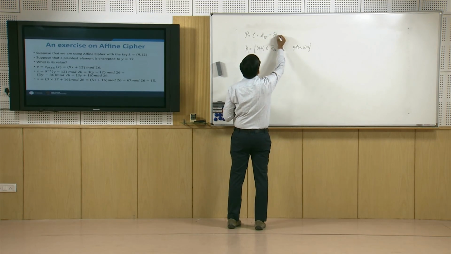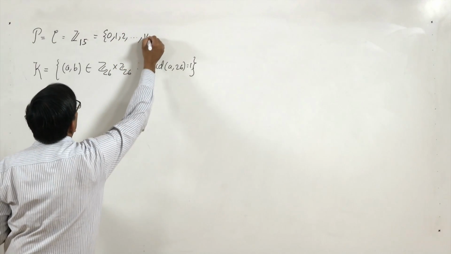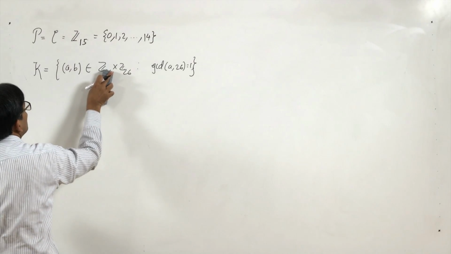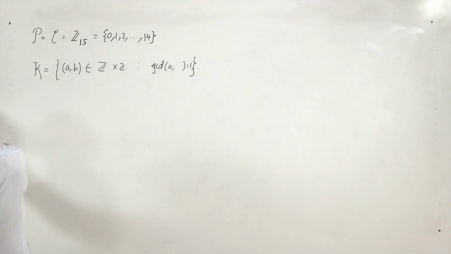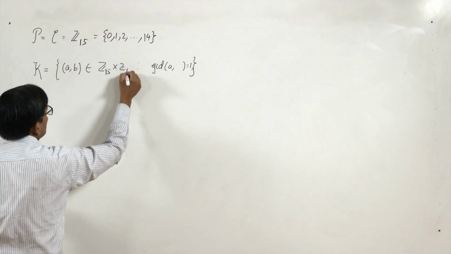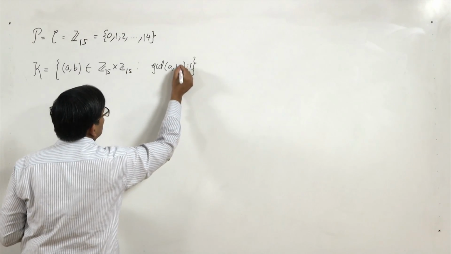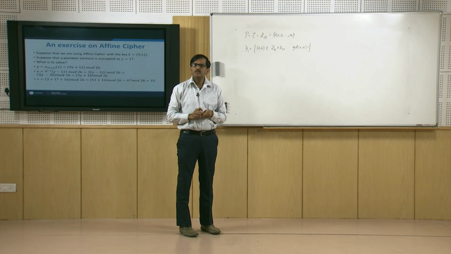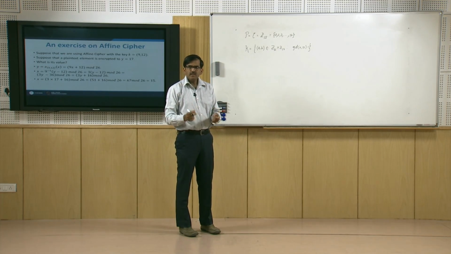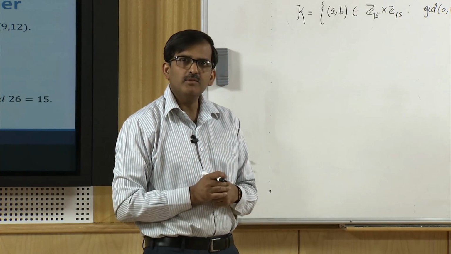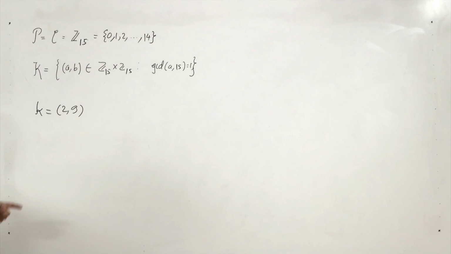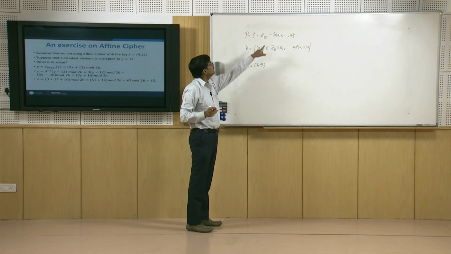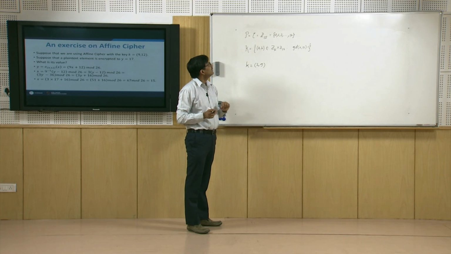So, these are numbers from 0 up to 14, and the key space will change to something like this. It will be (a, b) in Z15 cross Z15 and GCD of a and 15 is 1. Now, let us quickly check one key and how to find out encryption and decryption functions. So, here in this case k equal to (2, 9) is a key. Please note that this is not a key if we take Z sub 26, because 2 is not co-prime to 26, but in this case 2 is co-prime to 15 and therefore it is a key.